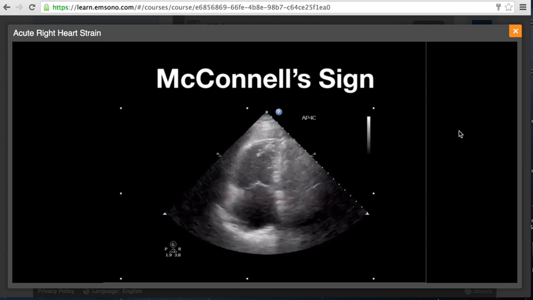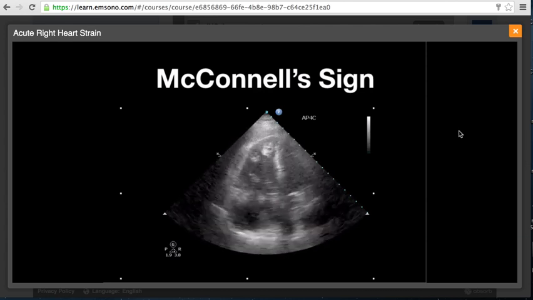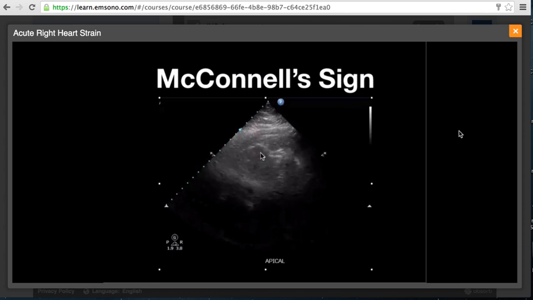This was another patient with McConnell sign. Let me show you one more patient with McConnell sign. Here you can see again, it's a pseudo-apical view. This was again another patient who was grossly hemodynamically unstable and could not be positioned.